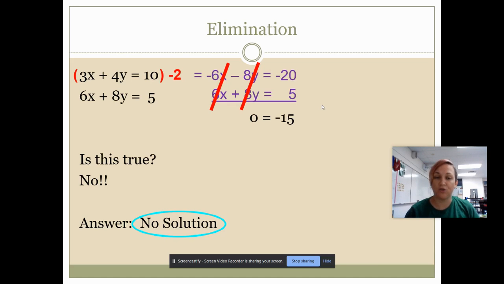So this is what the special cases look like. We have two, infinitely many, or no solution. They can happen in any way of solving. They can happen with substitution, elimination, or graphing. So just be on the lookout for those special cases. And this is the end of our special cases video.